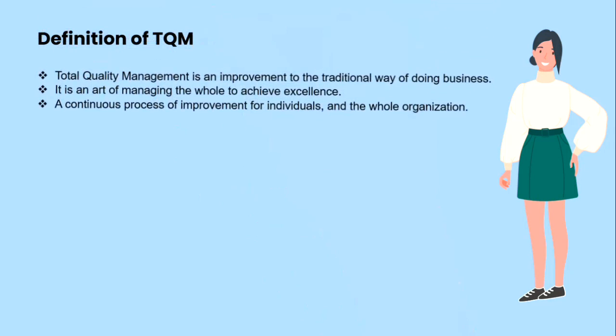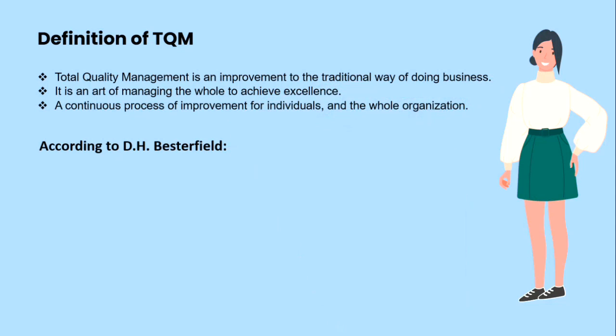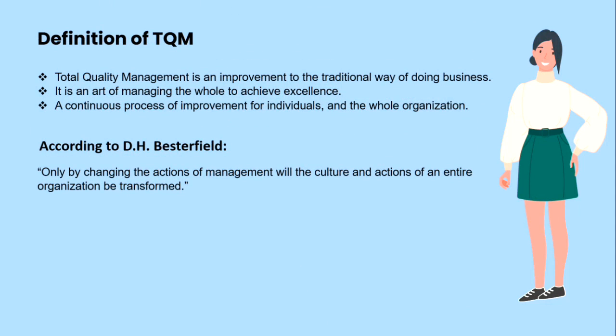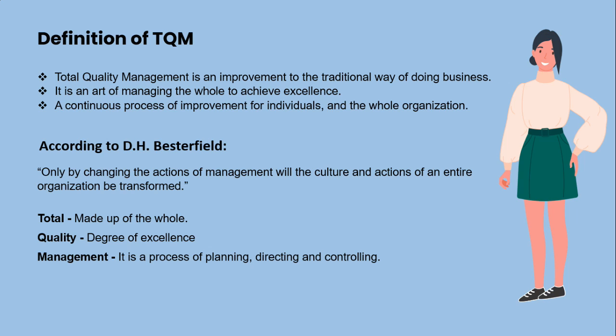Definition of TQM. Total Quality Management is an improvement to the traditional way of doing business. It is an art of managing the whole to achieve excellence, a continuous process of improvement for individuals and the whole organization. According to D.H. Besterfield, only by changing the actions of management will the culture and actions of an entire organization be transformed. Analyzing the three words: total, made up of the whole; quality, degree of excellence; management, a process of planning, directing, and controlling.